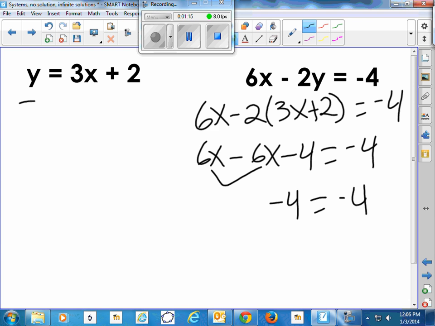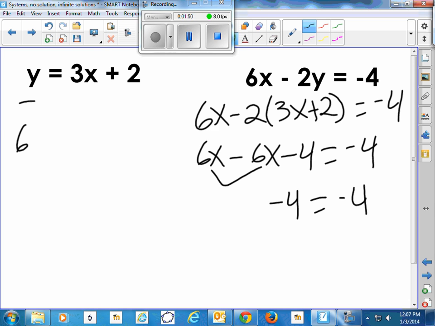What that means is that any value of x will work. If x is 2, negative 4 is still equal to negative 4. If x is 3, negative 4 is still equal to negative 4. So that means there's an infinite number of solutions, meaning that those two equations represent the same line. Let's solve the equation on the right for y. Let's isolate y, and you'll be able to see that they are the same line.